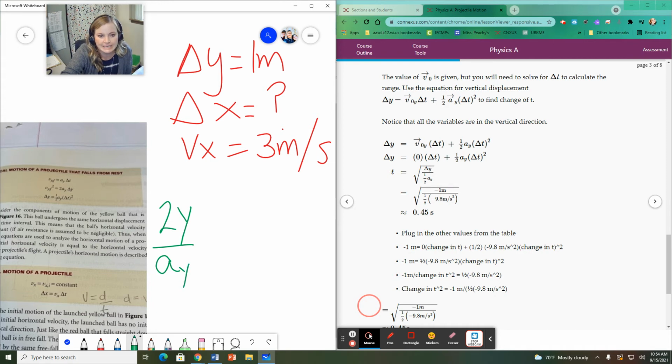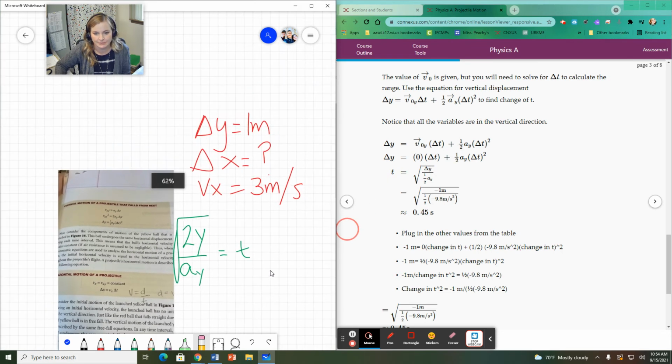And then that gives us t squared. And if I take the square root of both sides, that's going to give us t, right? So t is equal to the square root of 2y over ay. And that is exactly what they've done here, except instead of putting the 2 in the numerator, they just divided by 1/2, which is mathematically the same thing. Okay.